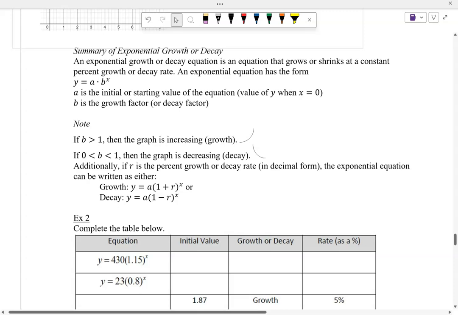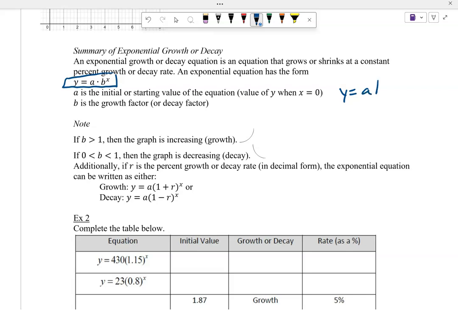So an exponential equation is going to be of this form: y equals a times b to the x. a is the initial value. Why is a the initial value? Because if I'm in like year 0, if I let x be 0, anything to the 0 is 1.